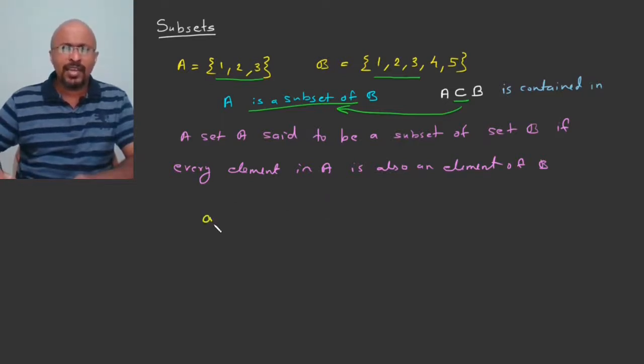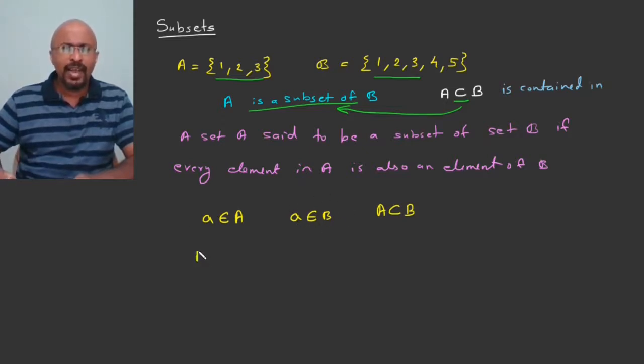For that, let a be an element of set A. We know epsilon is used to represent the phrase "belongs to" or "is an element of". That we already studied in the previous section. So, we can say A is a subset of B whenever a is an element of A, then a is also an element of B.